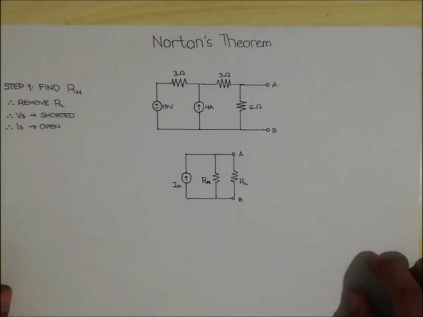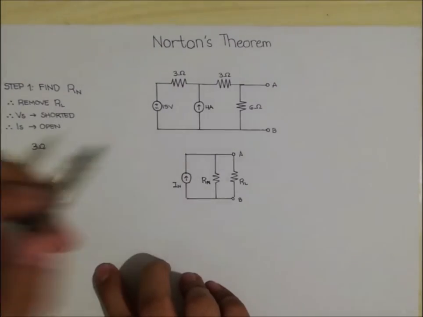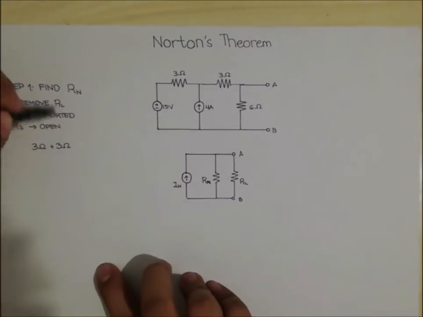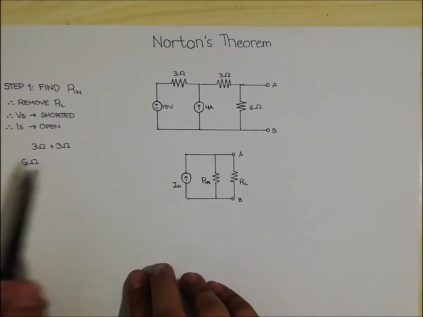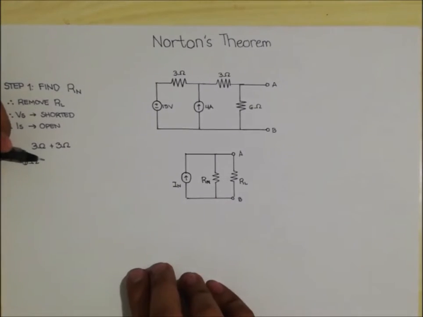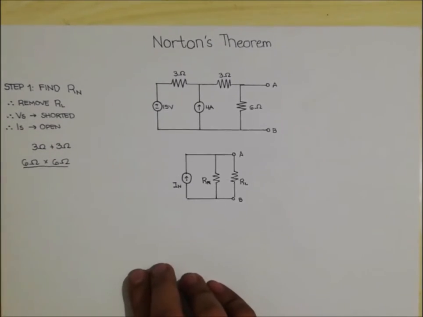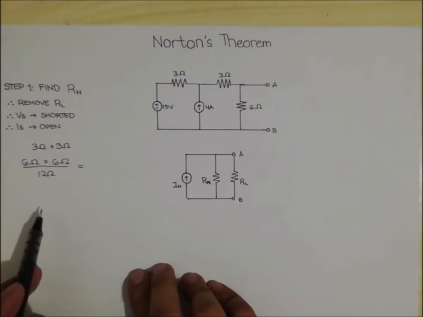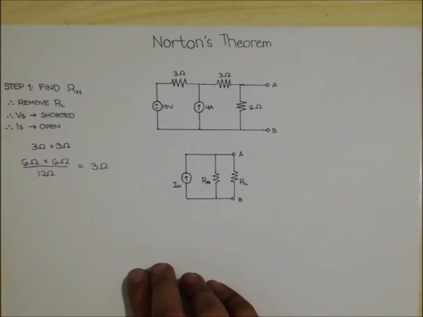So let us now solve for our Rn. We have 3 ohm plus another 3 ohm. That leaves us 6 ohms. 6 ohms is in parallel with another 6 ohms. That is 6 times 6 over 6 plus 6 equals 12 ohms. And that leaves us 3 ohms. So we now have our Norton equivalent resistance, which is equal to 3 ohms.